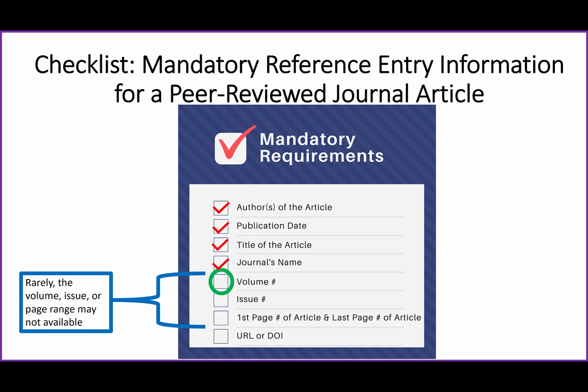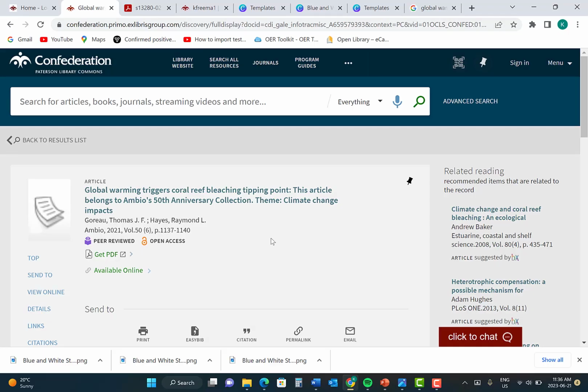But for now, we are going to assume that this is a normal journal article, fairly standard, that does have a volume number, an issue number, as well as page numbers.